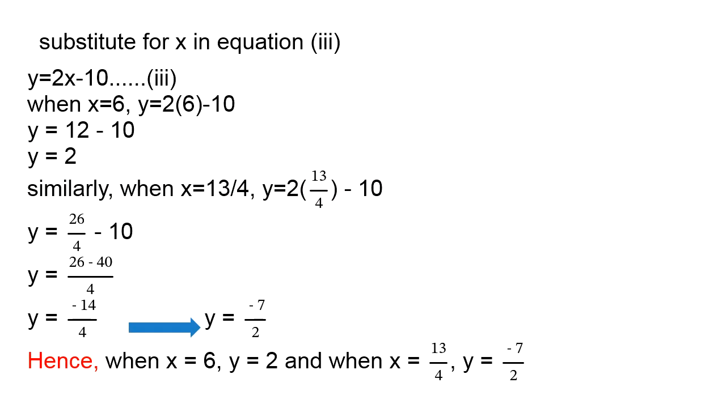Having gotten the values of x, you have to substitute them one by one. For example, when x equals 6, what will be y? Substitute it into equation 3. That gave y to be 2. And when x equals 13 over 4, what is y? And when you substitute, you have y to be minus 7 over 2.